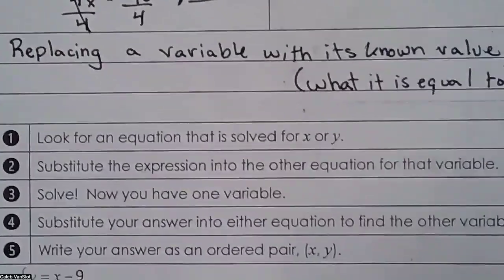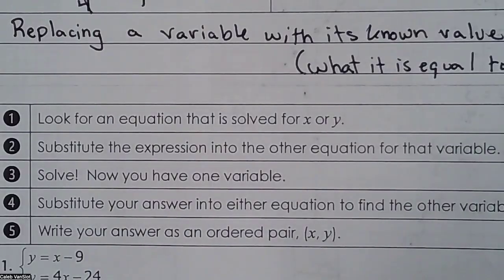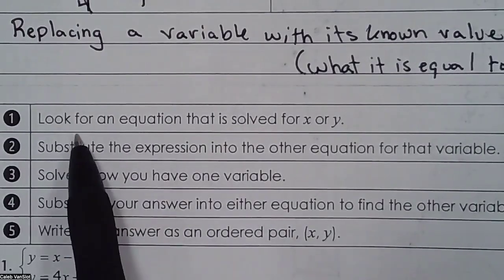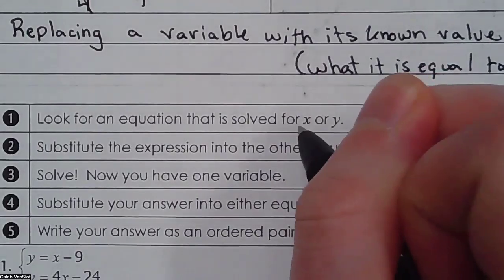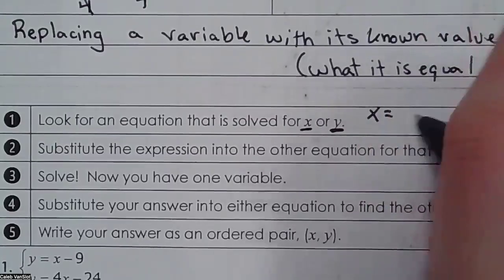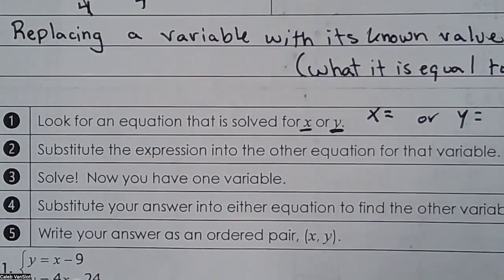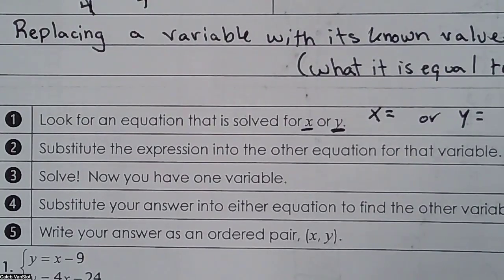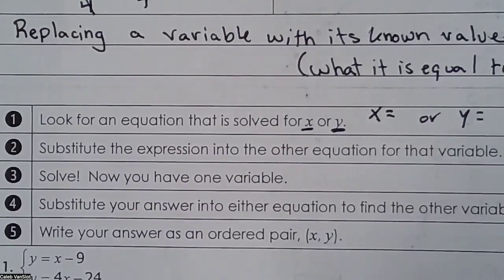And again, I'll try to leave that definition up there so you can keep writing, okay? All right, number one, look for an equation that's solved for an x or a y. So that means we want to have x equals or y equals by itself for an equation. Does that make sense to everybody? We don't want to have multiple things all on one side. We want to have x equals or y equals, okay? So look for an equation that's solved like that.